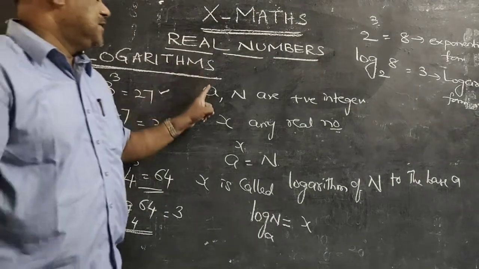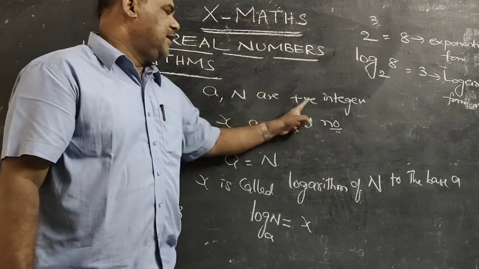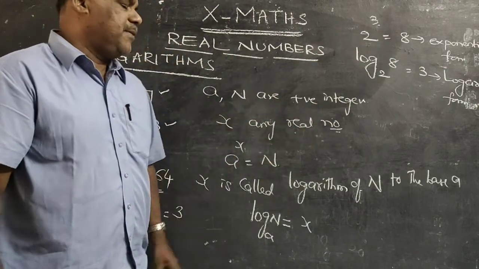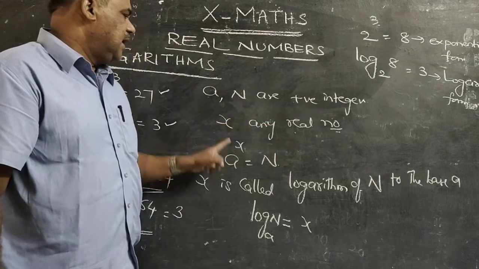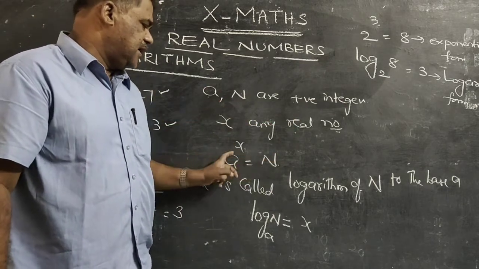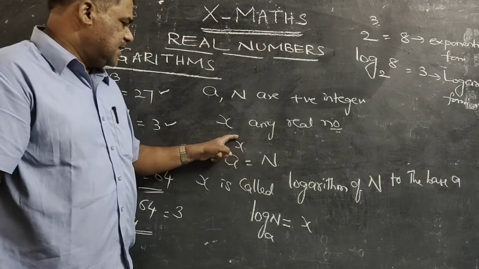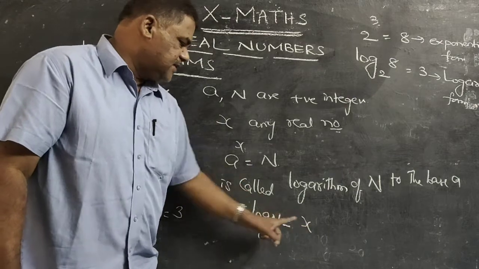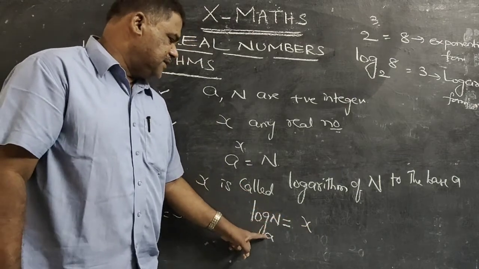So the definition is: a and n are any two positive real numbers. x is any real number. It may be positive or negative. The relation between three numbers is a to the power x is equal to n. Now this x is known as logarithm of n to the base a. x is equal to logarithm of n to the base a.